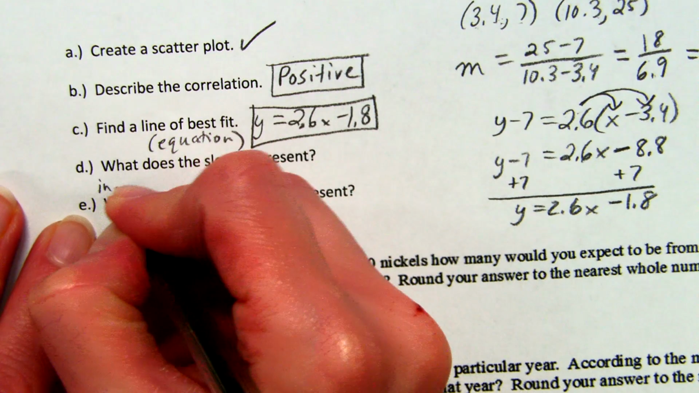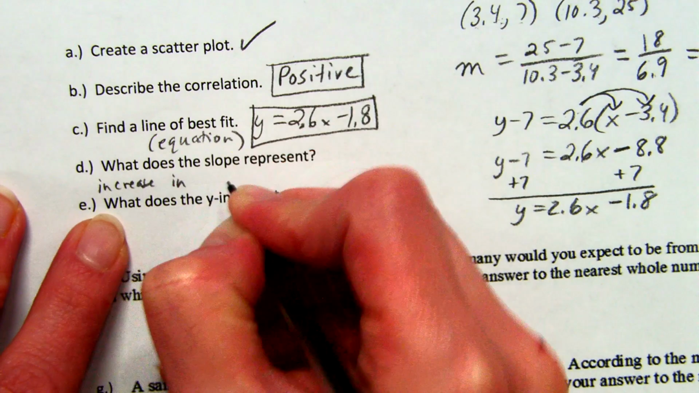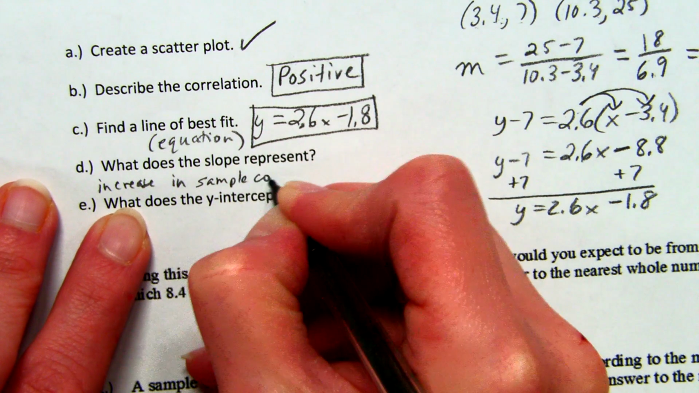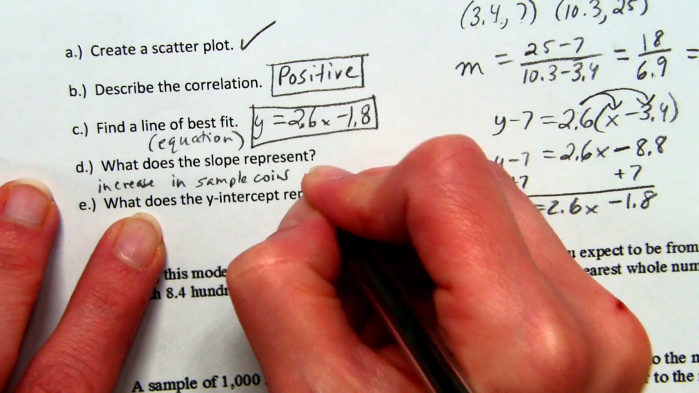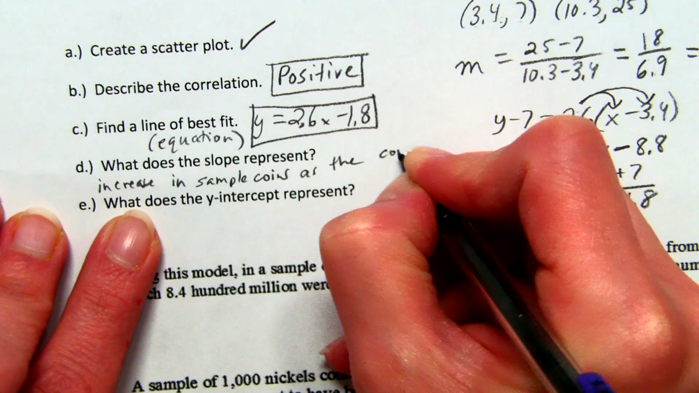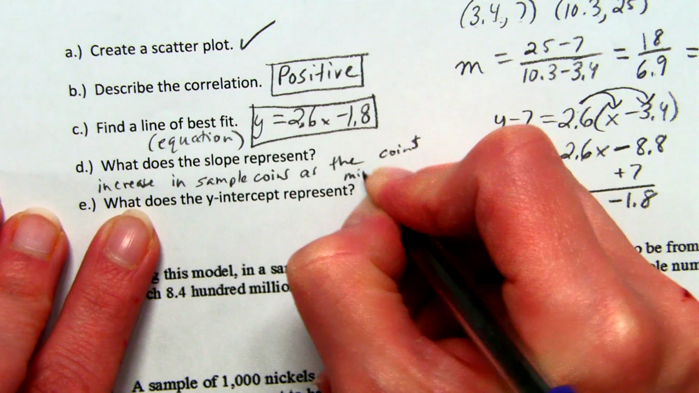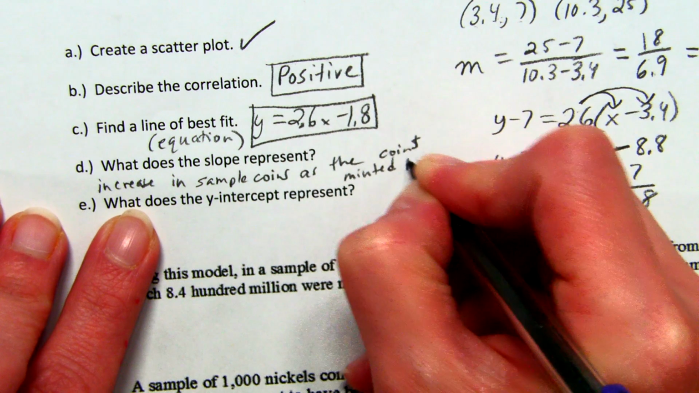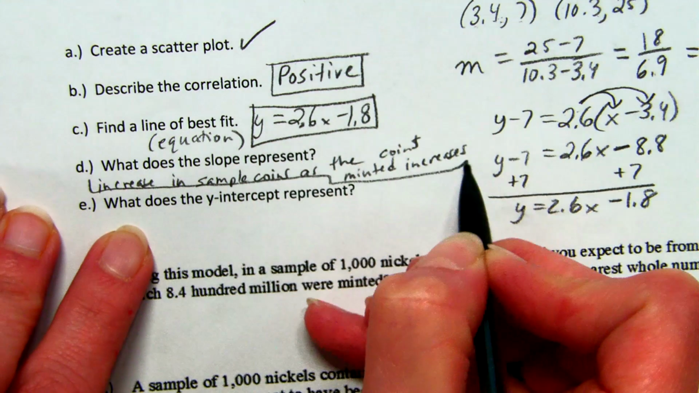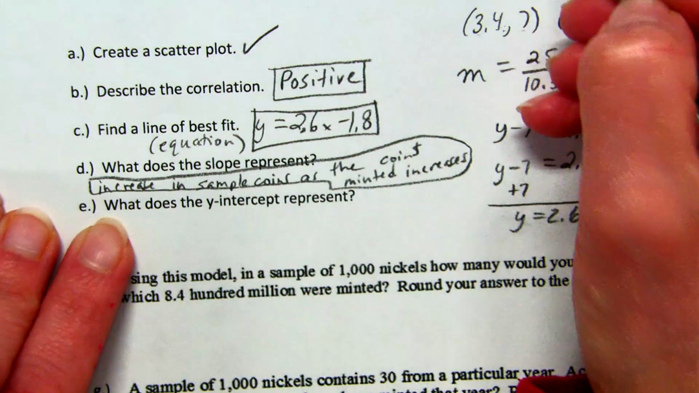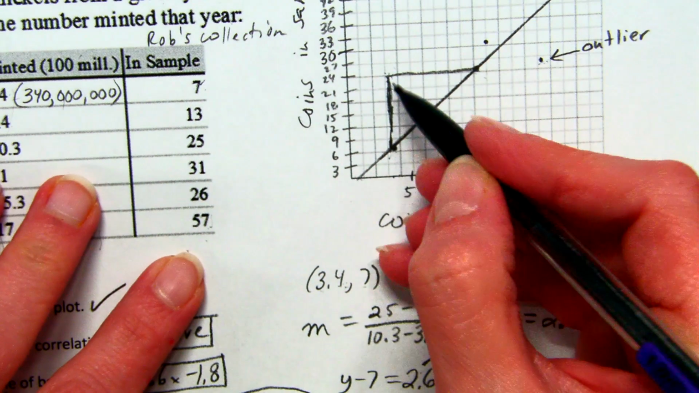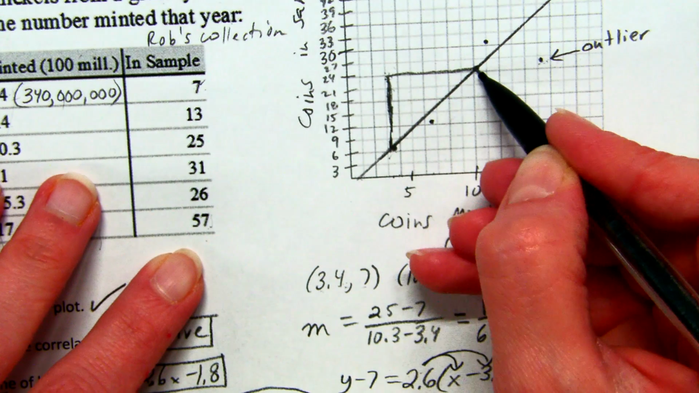It shows the increase in sample coins as the coins minted increases. That is not a sentence, it's more like a fragment. But basically it's showing us how the coins in the sample, let me show you the picture again, the coins in Rob's sample go up as the coins that are minted go up, which makes sense.